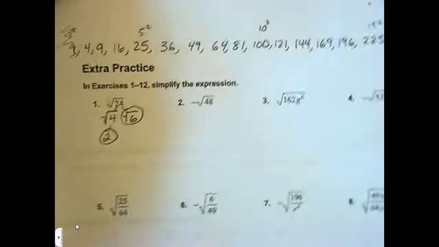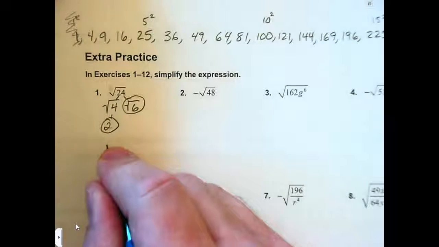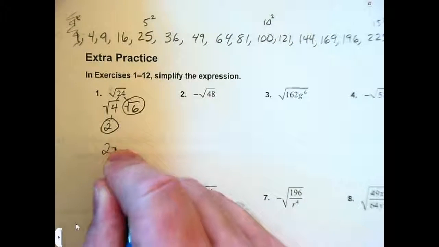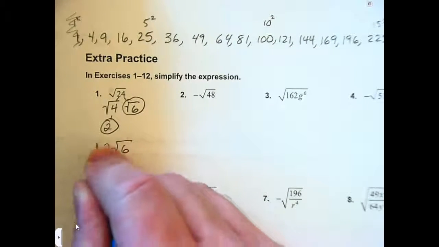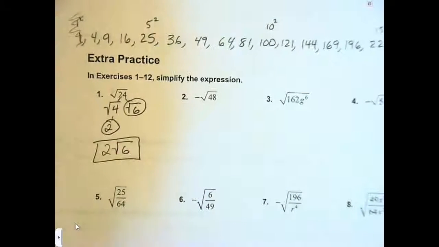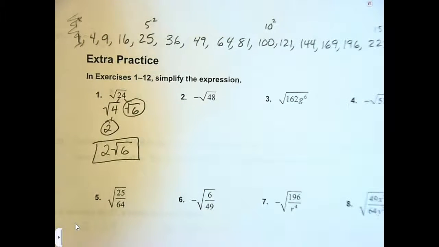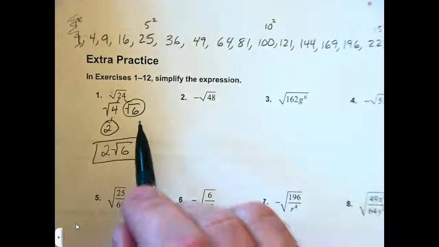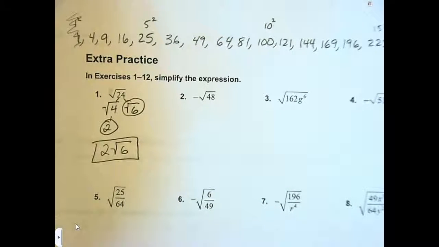I circle them when I'm done with them. That we would write in final form as 2 square root 6. That is our answer. 2 times root 6. Why square root 6? Because there's no perfect square in it.